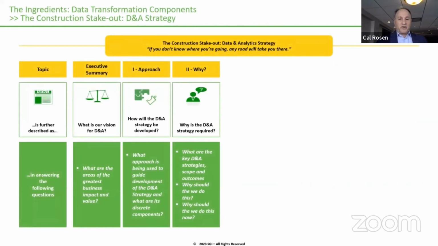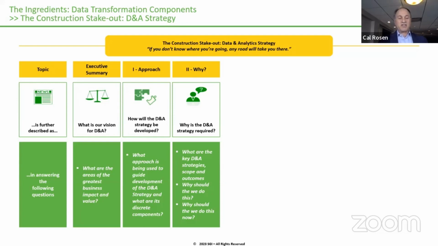So taking a look first at the strategy itself. And this is what I typically coin: if you don't know where you're going, any road will take you there. So it's really important to have a strategy that really answers a number of questions. And I've broken this down into 2 visuals to start with. The components of the strategy themselves.